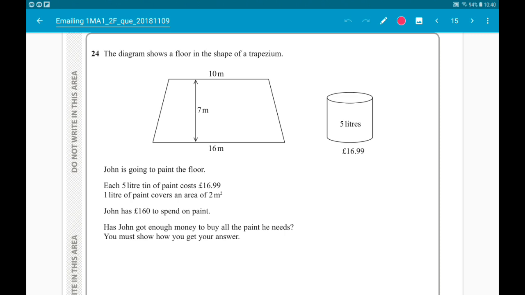Okay, so we're going to need to work out the area of the floor. We're going to need to work out the area 1 tin can cover. We then divide the area of the floor by the area 1 tin covers to work out how many tins we need, and then we'll go from there. So, let's do each tin first of all.